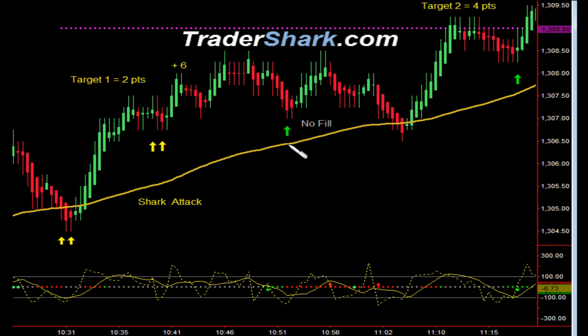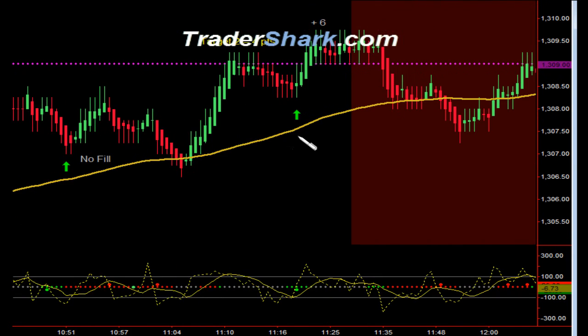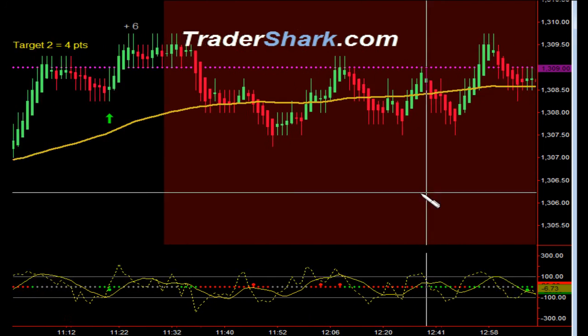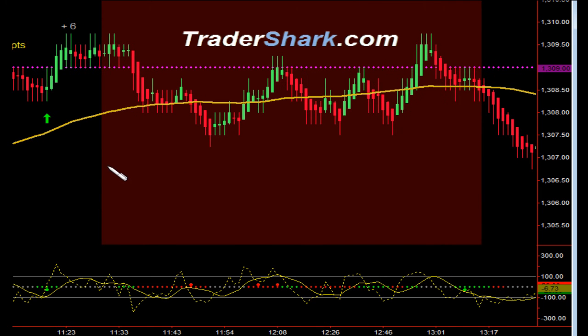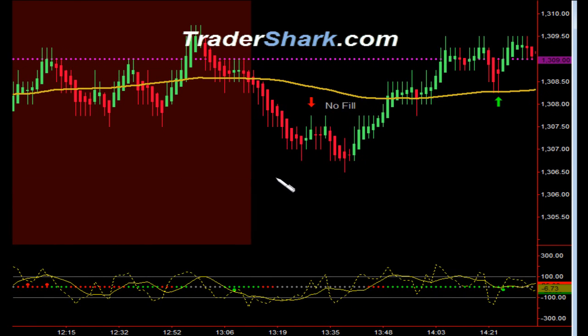We did have another valid trade setup right here at about 10:51 Eastern Standard Time. No fill. Did not get filled to complete it. This was our first trade that I think everybody had gotten on relatively simply. Target 1 and target 2 are hit for a total of 6 ticks. Then we go into what's called a no trade zone from 11:30 until 1:15 Eastern Standard Time.